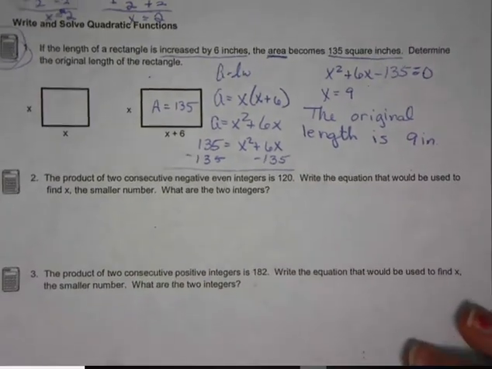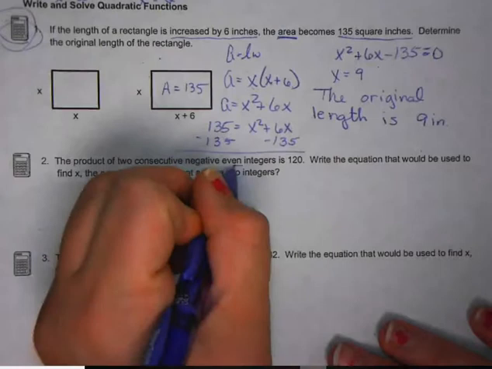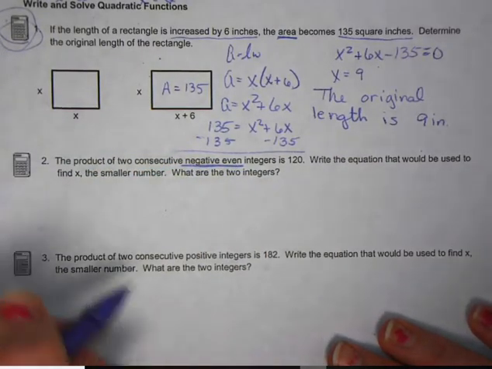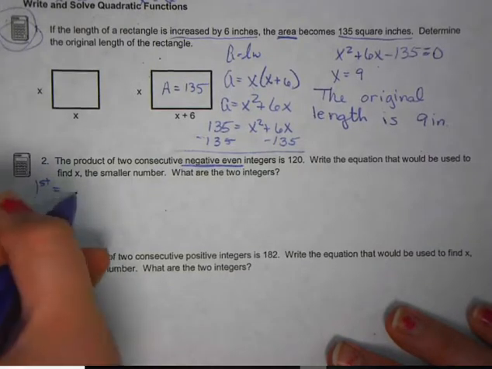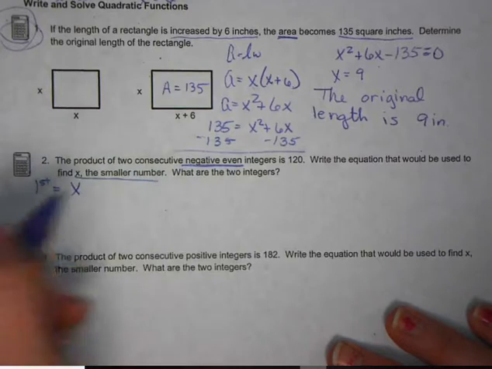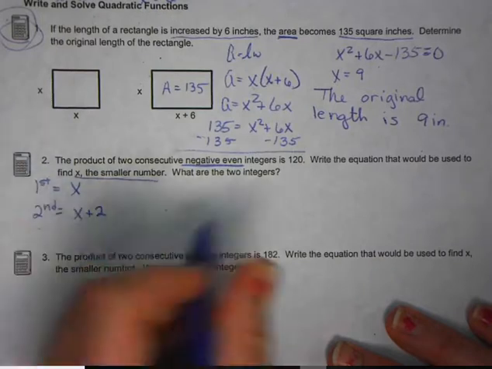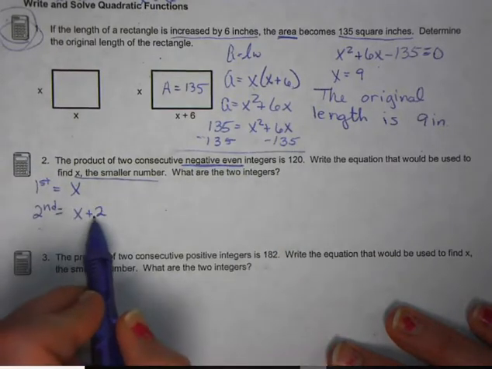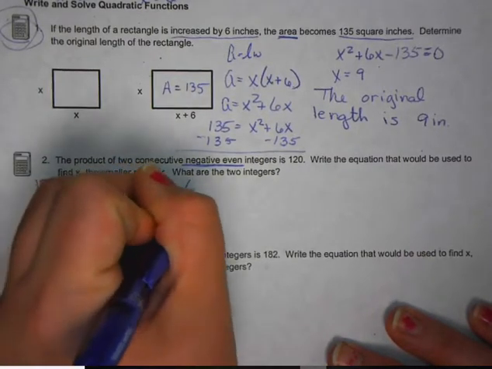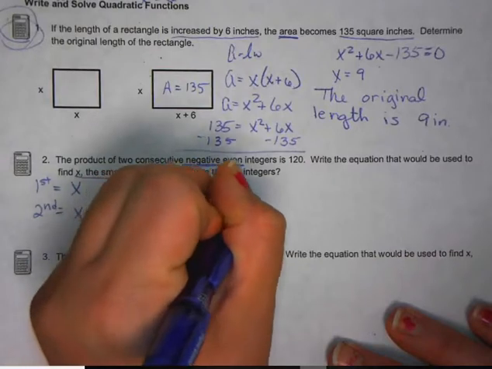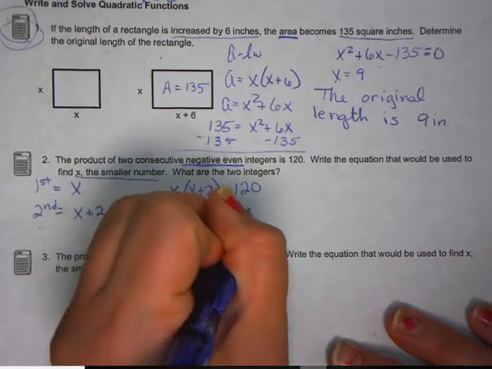And that's all there is to that. Pretty simple. All right, number 2. Again, we can use a calculator here. The product of two consecutive negative even integers is 120. So remember, our first integer is going to be x, because it says x is the smaller. And our second will be x plus 2, because we're looking at only the even. So we want to go to not the next number, but the next even number. We're going to multiply those two together. x times x plus 2 equals 120. We get x squared plus 2x equals 120.